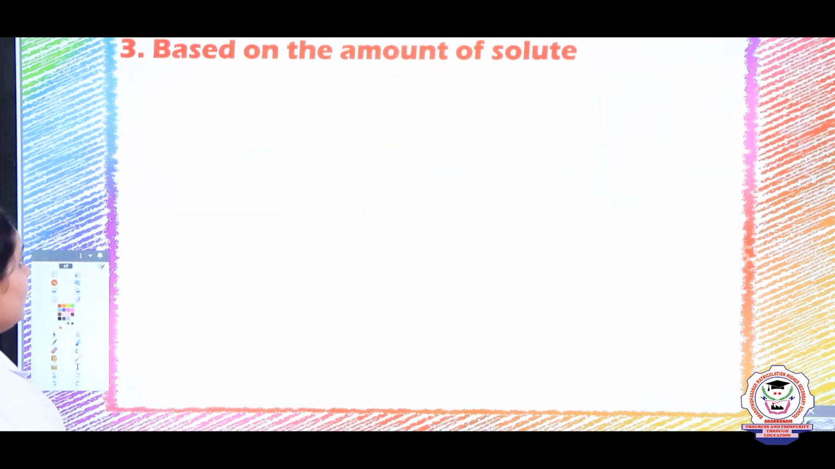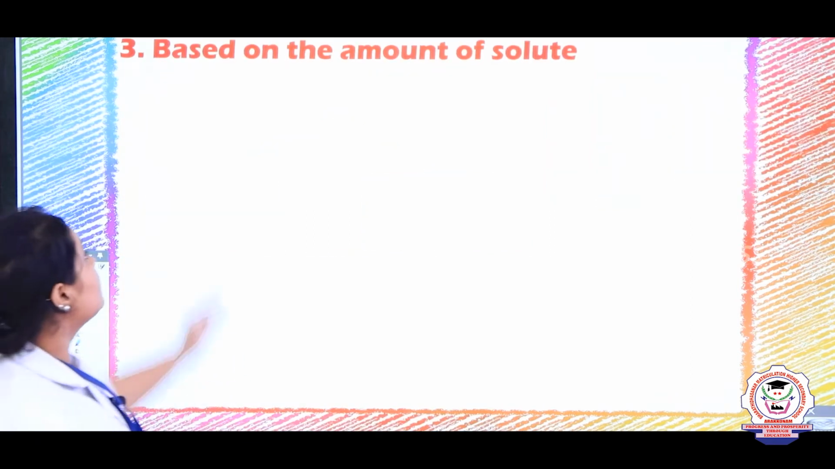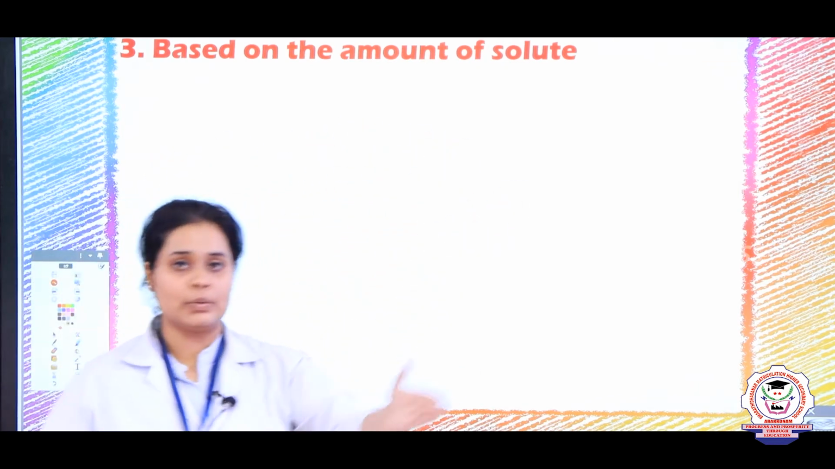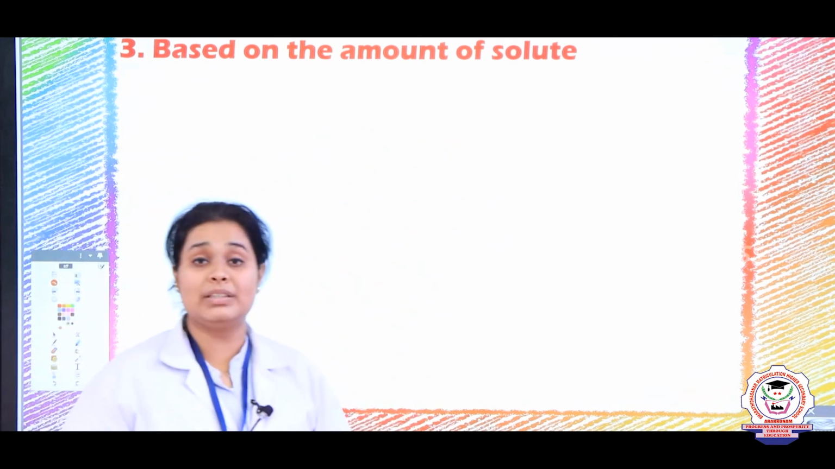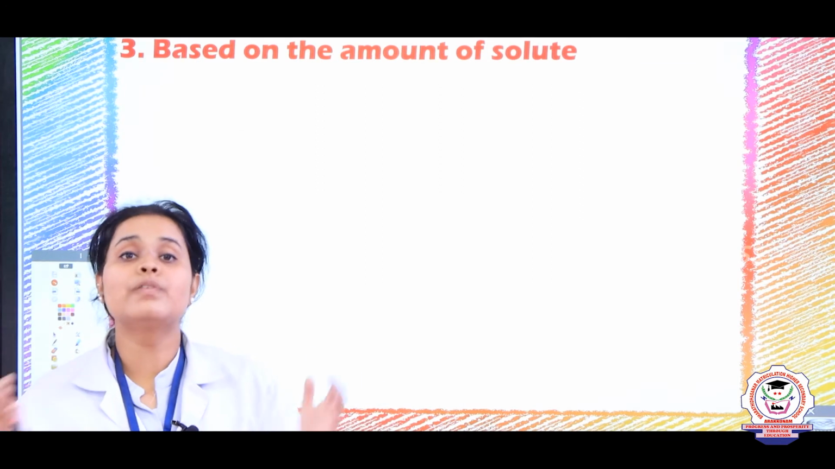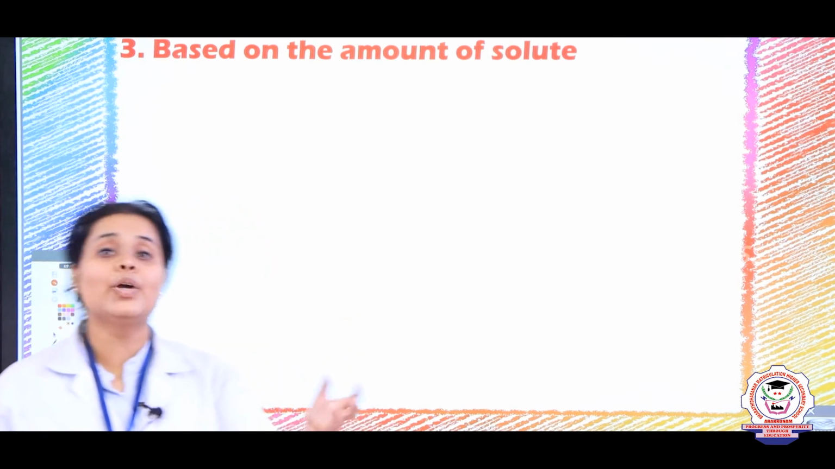Okay? The third property is based upon the amount of solute. Amount of solute means whether in a fixed amount of solvent, how much you are adding your solute.